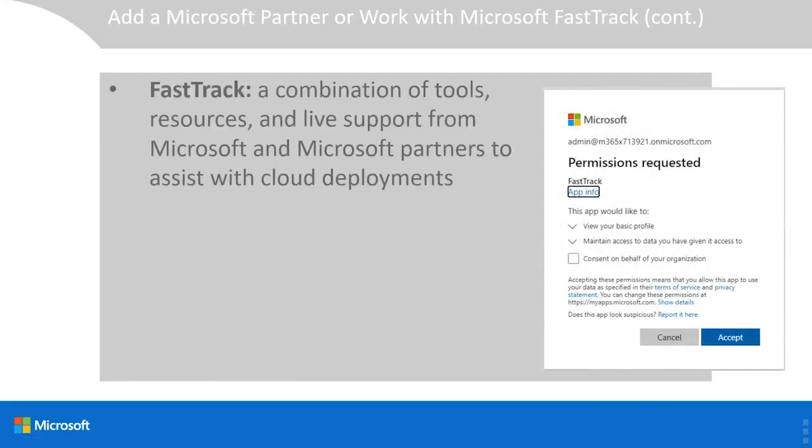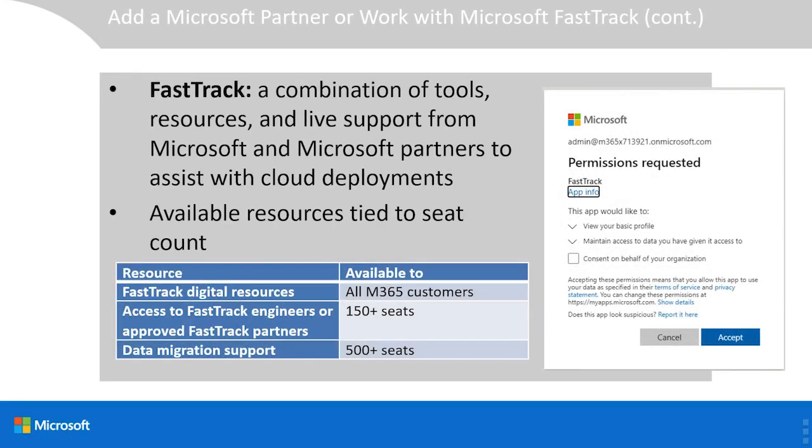Fast Track is another support option that's available to Microsoft 365 customers. It's a combination of tools and resources and live support from Microsoft and Microsoft partners to help you with your deployment. And your specific resources are tied to your seat count. So everybody gets access to the digital resources. If you have at least 150 seats, you also have access to Fast Track engineers or approved Fast Track partners. And if you have at least 500 seats, then you can also access the data migration support option.